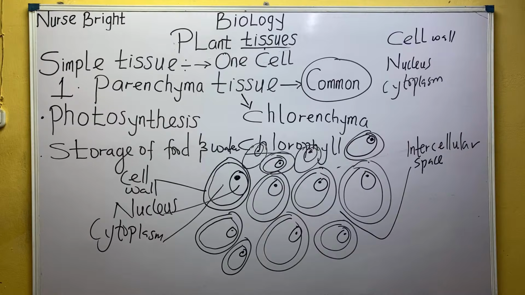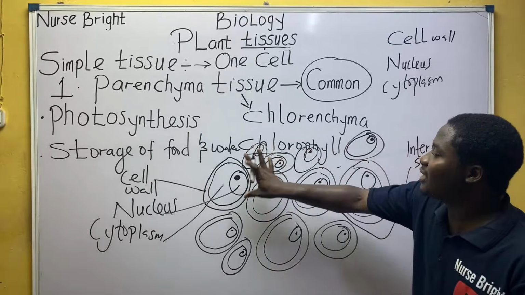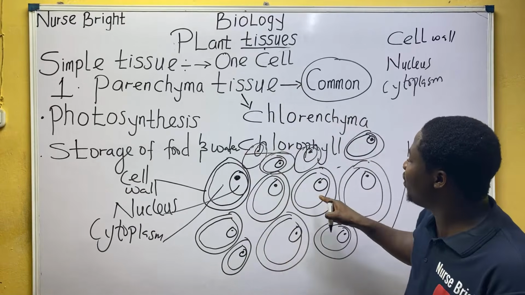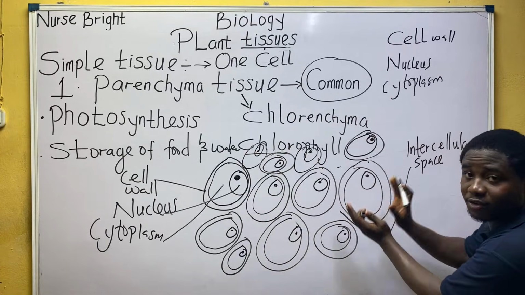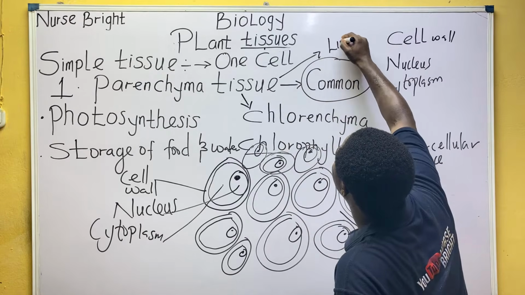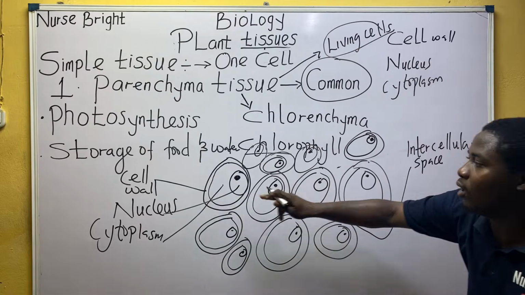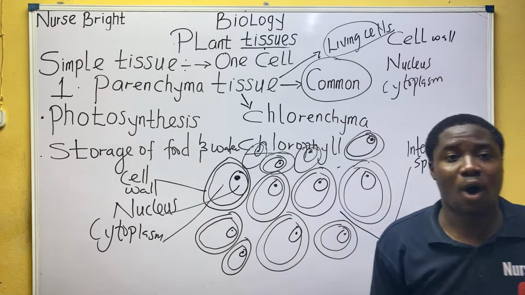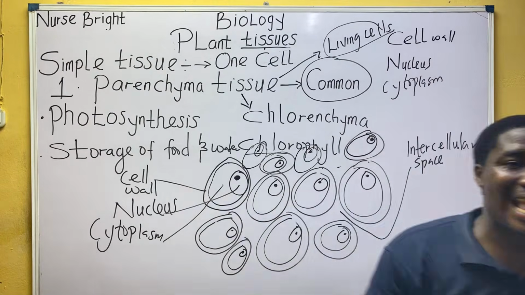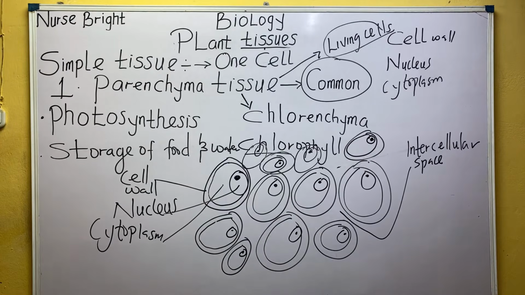Okay, let me just say something. Now, please note all these. Parenchyma tissues are made up of living cells with thin cell walls. Guys, note this. All these cells, they are living. And these cells have thin cell walls. Are you not seeing all the cell walls? You can see the thin cell wall.